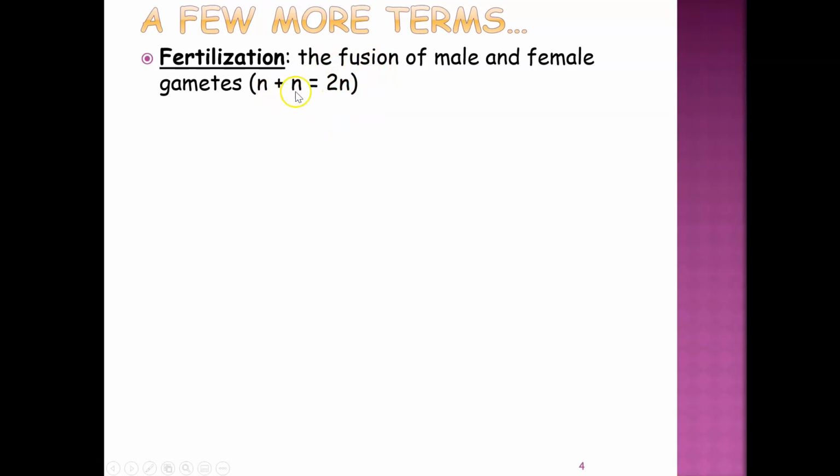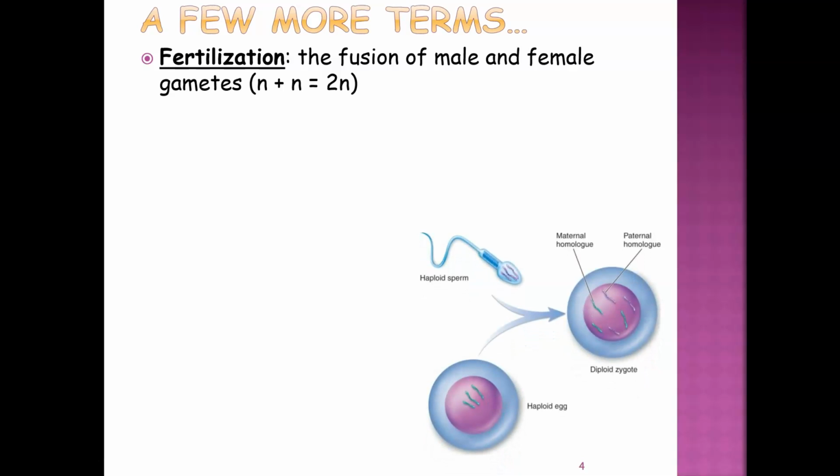So you have haploid plus haploid coming together to produce a diploid number. So the fusion creates double the number of chromosomes. This is exactly what happens here. This sperm, which is haploid, and the egg cell, which is haploid: there are 3 chromosomes in the sperm cell here, and 3 chromosomes in the egg cell.